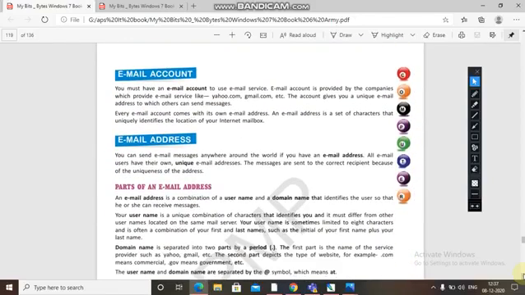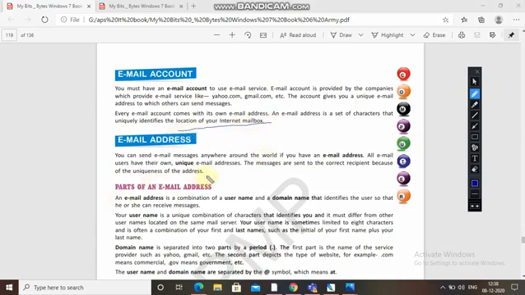now email account. You must have an email account to use the email service. An email account is provided by the companies which provide email service like Yahoo, Gmail, and the account gives you a unique email address to which others can send messages. These all things we had discussed also. Every email account comes with its own email address, and an email address is a set of characters that uniquely identifies the location of your internet mailbox. Okay, so this is email account.